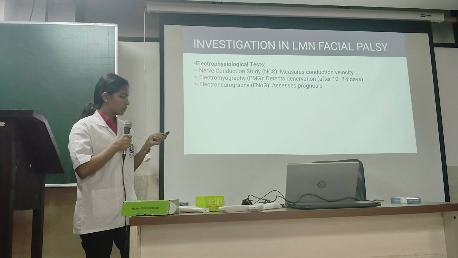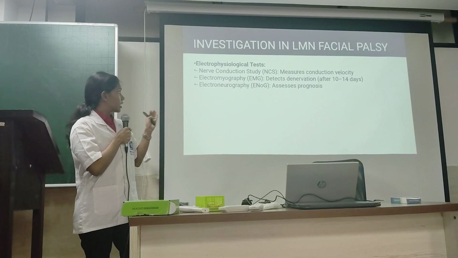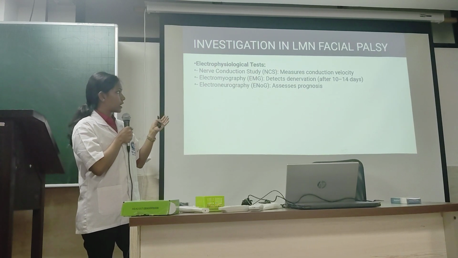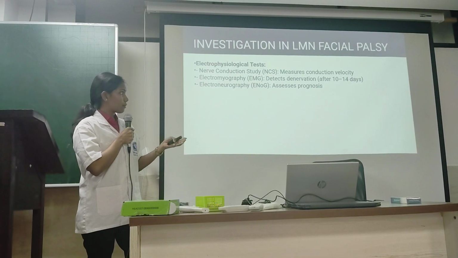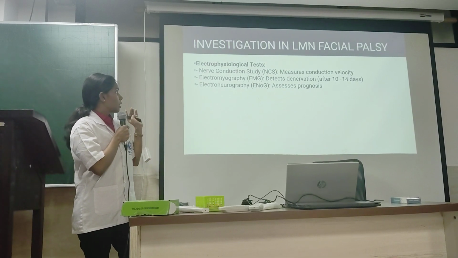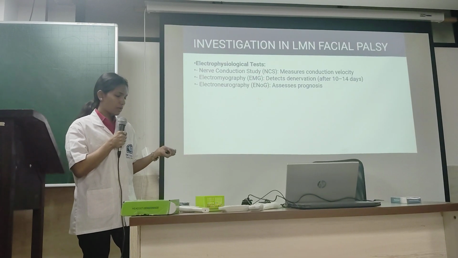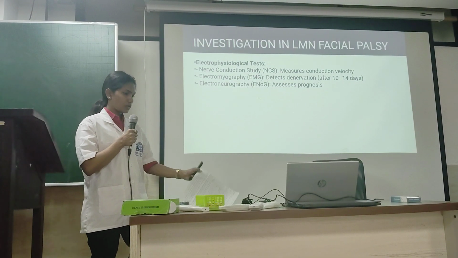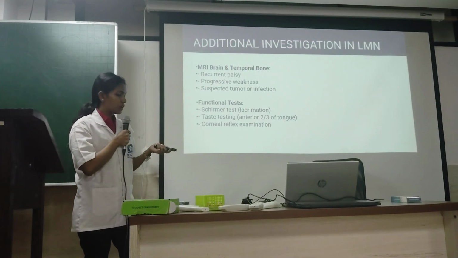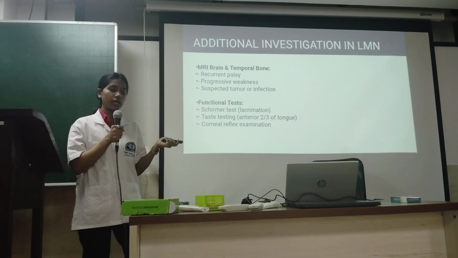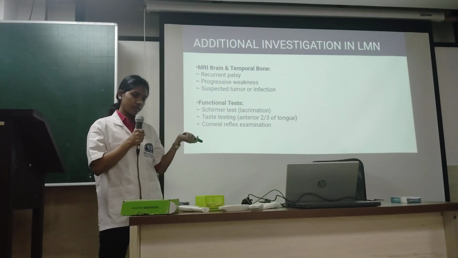In nerve conduction, it measures how fast and strong the nerve impulse travels. In electromyography, we detect how muscles and the nerves supplying them are affected. And electroneurography is for evaluation of the facial nerve, primarily to predict acute facial paralysis. Additional investigation in lower motor neuron: MRI for recurrent palsy, progressive weakness, suspected tumor or infection.